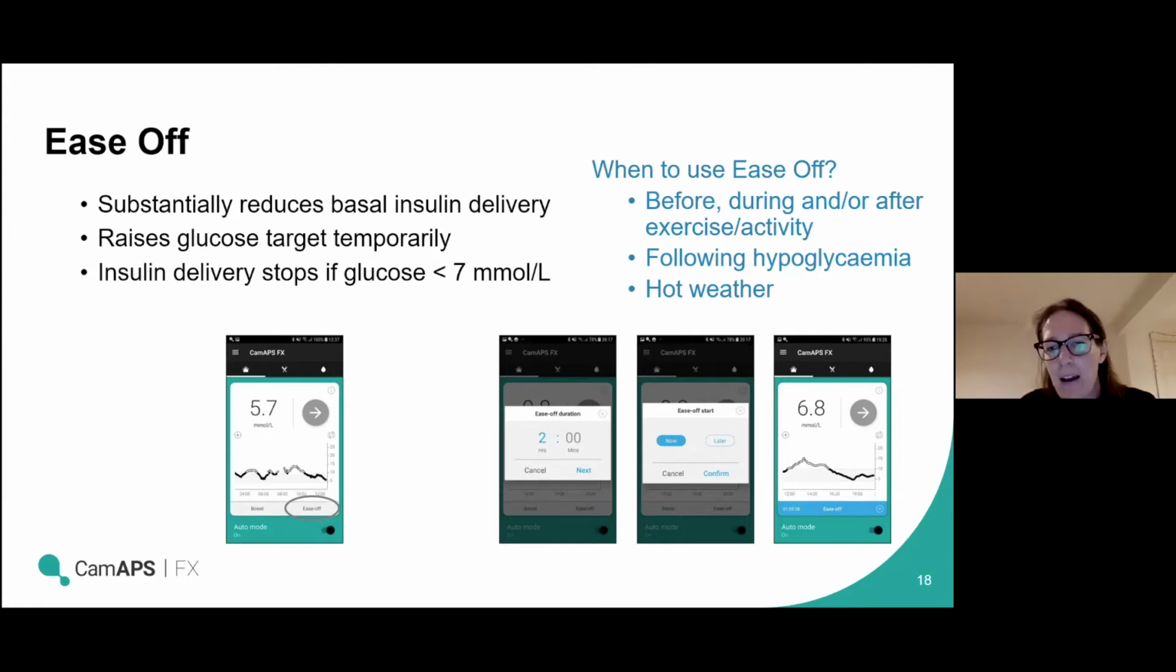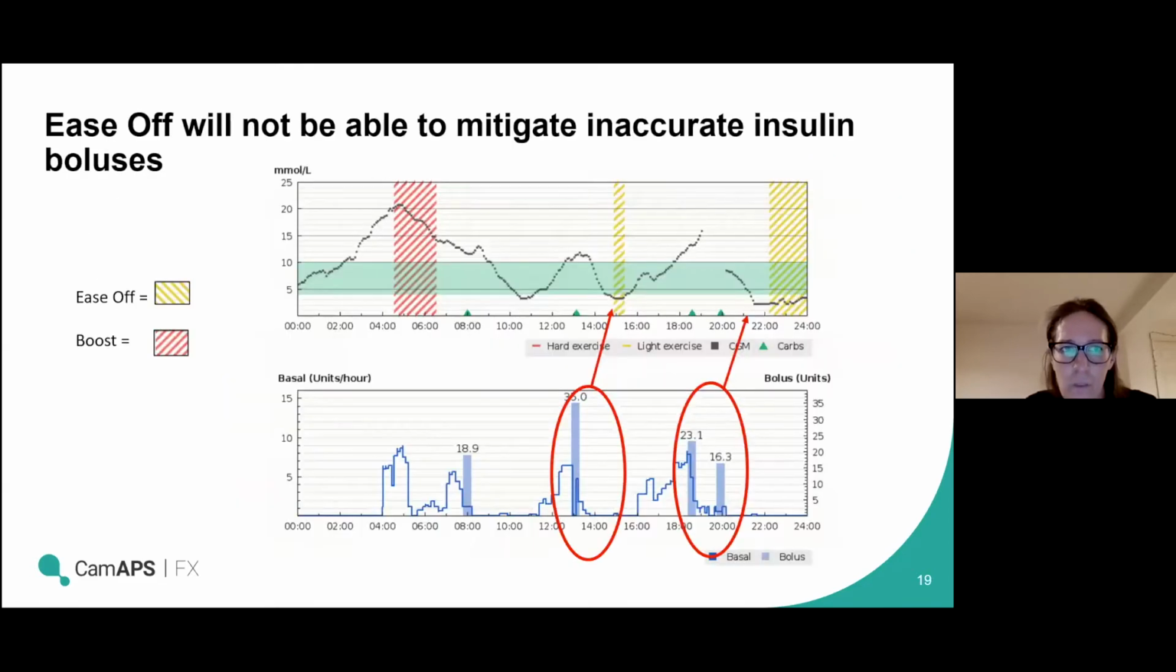It can be set either immediately or in advance. So if somebody's doing something early in the morning and doesn't want to get up and start it before activity, they can put it on to come on at 4 in the morning, so the algorithm's a bit less aggressive in advance of that. What it won't be able to do, however, is to mitigate inaccurate insulin boluses.